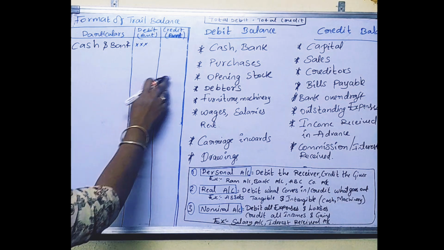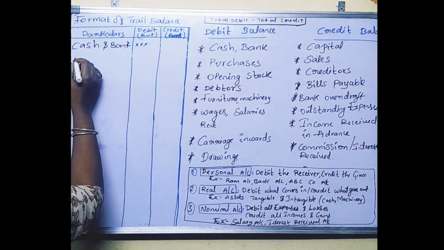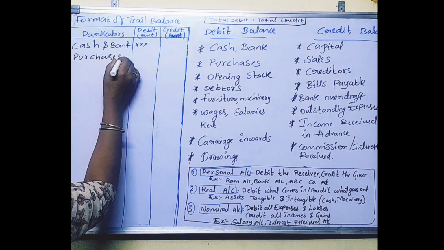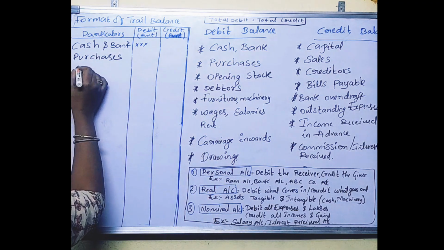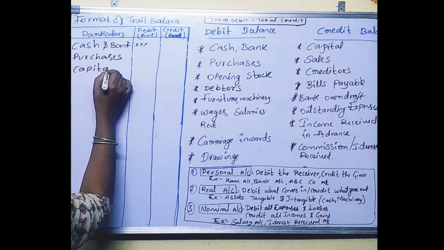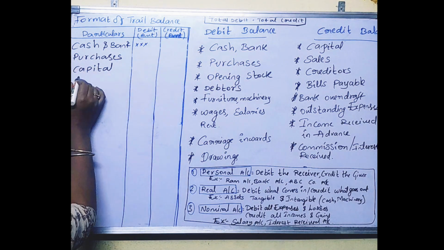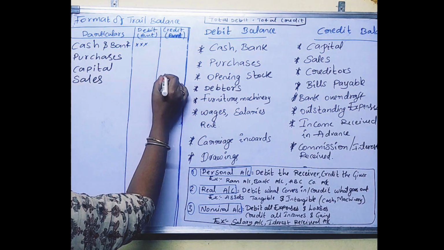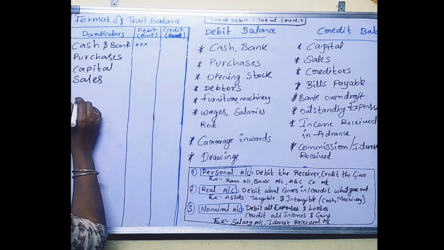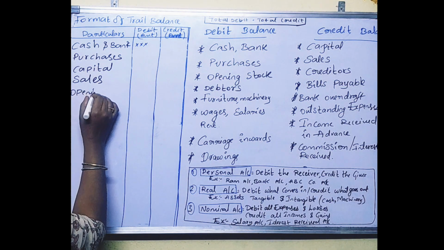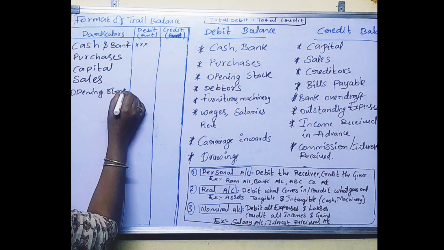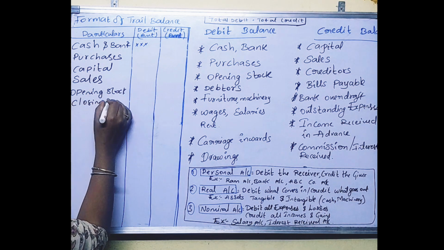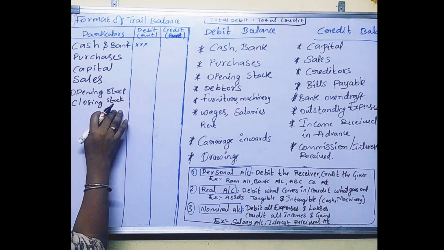And now purchases account. Where are you going to write it? We are going to write the purchase account. Capital amount you are going to pass in credit balance. Sales amount you are going to pass in credit balance. Now opening stock, we are going to write. If you write closing stock amount, where are you going to pass this?